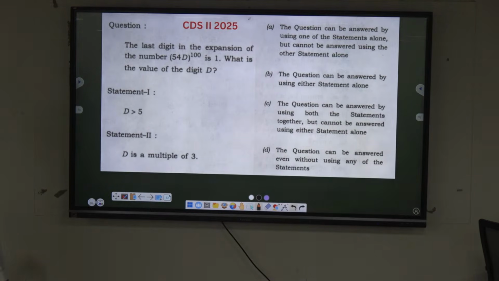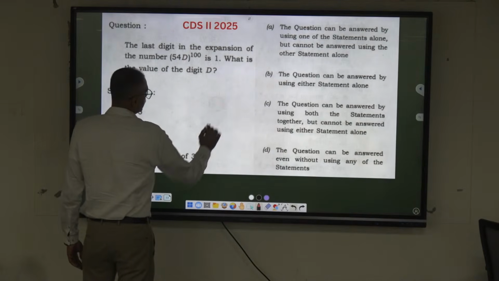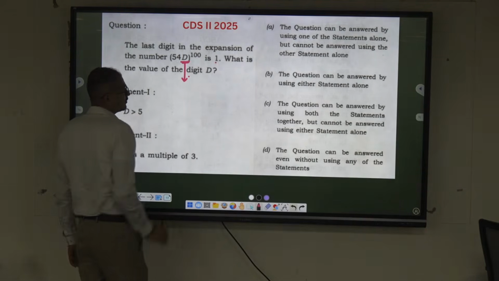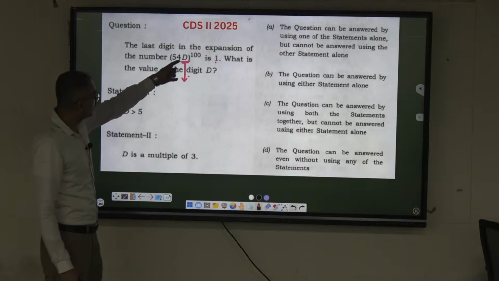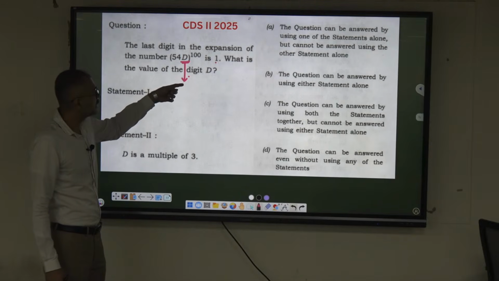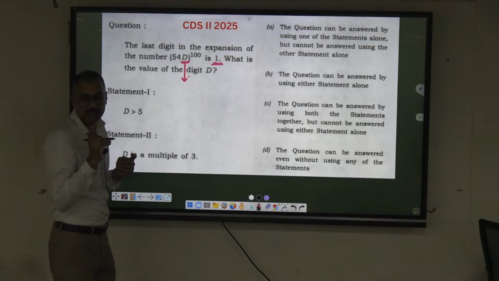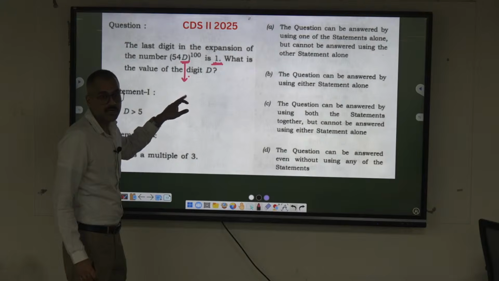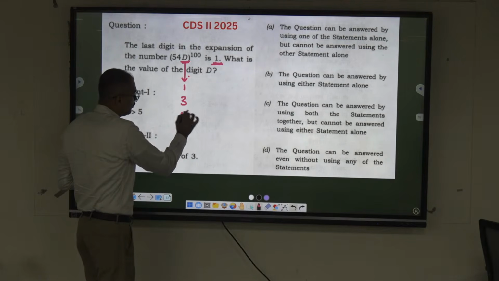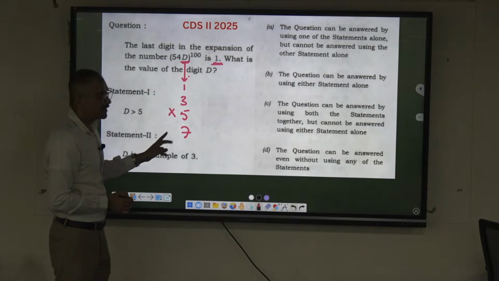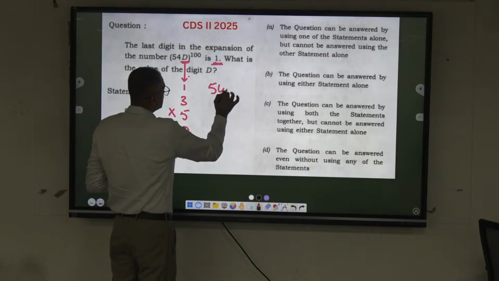The last digit in the expansion of the number 54d to the power of 100 is 1. What is the value of d? Unit digit rule, come on. What should come in place of d so that it to the power of 100 is 1? Now if I put here 2, is it possible? No. The unit digit, last digit, has to be 1, meaning this has to be odd only. What are the possible cases? 1, 3, 5, 7. But 5, is it possible? No. 7 possible?